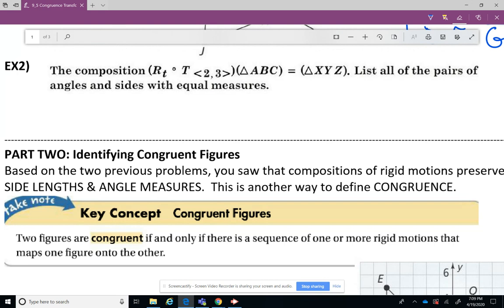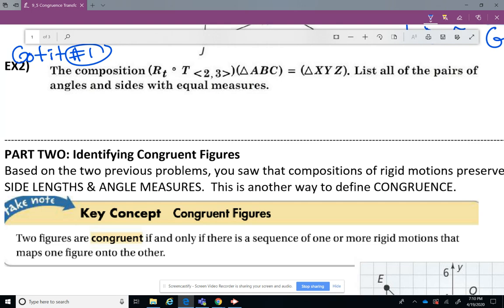Right here, a composition of translating triangle ABC 2 units to the right and 3 units up, and then reflecting it over line T resulted in triangle XYZ. So they're actually already in the order we need, and we don't have to draw a picture of it. This is the Got It problem number 1 that you're going to be doing. List all the pairs of angles and sides with equal measures.